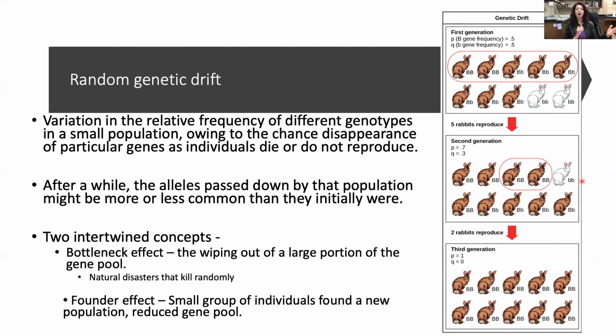So bouncing off of random genetic drift, we have 2 intertwined concepts. Number 1 is the bottleneck effect. This is the wiping out of a large portion of the gene pool. This is typically associated with natural disasters that just kill randomly. And then we have the founder effect. This is a small group of individuals that are founding a new population, reducing the gene pool, and only bringing with it the genes that it had already.